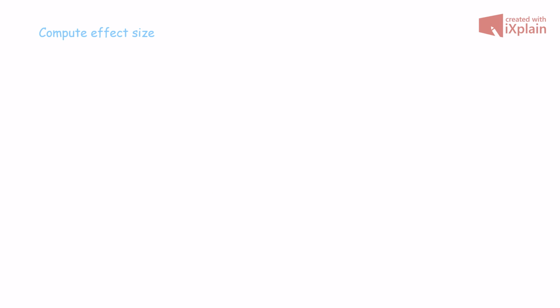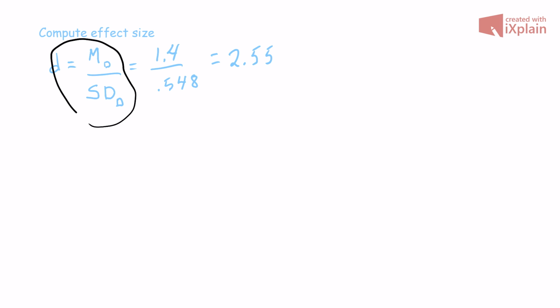The next step is to compute the effect size. We do that with this equation. And we substitute the numbers from the previous screen, and we find the effect size is 2.55, which is very large, telling us that the effectiveness of the treatment is very large.